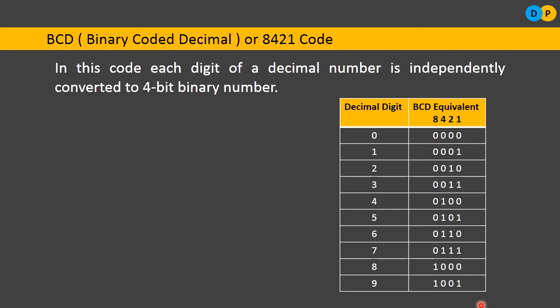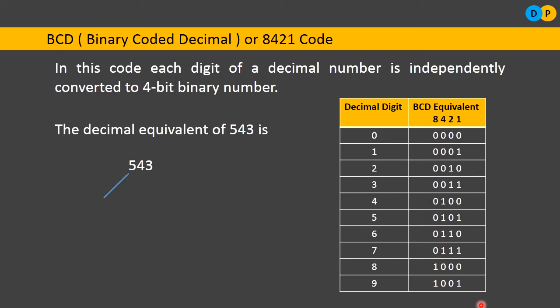Next, let me consider an example. Let me convert this decimal number 543 into BCD. So what is the decimal value we are having? 543 is the decimal value. We need to convert it into a BCD equivalent. So how are we going to convert? We need to consider each digit. So 543 is made out of 3 digits: 5, 4 and 3.